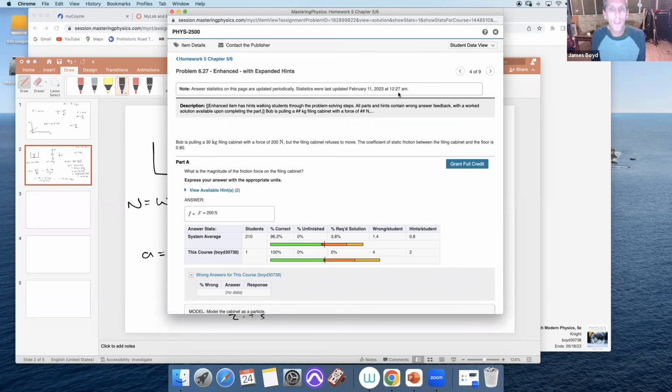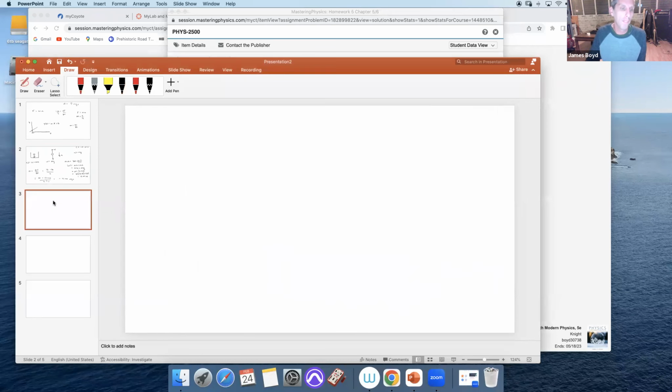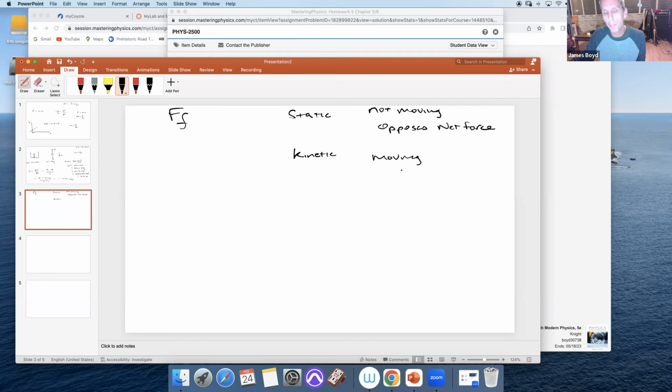All right. Now we're going to talk about friction. And the force of friction comes in two varieties: static or kinetic. Static friction, you're not moving. It opposes the net force if there were no friction. So it goes in the opposite way of whatever the net force would be if there were no friction. Kinetic is only when you're moving, and it opposes whatever direction your velocity is. So it opposes the direction of your velocity.